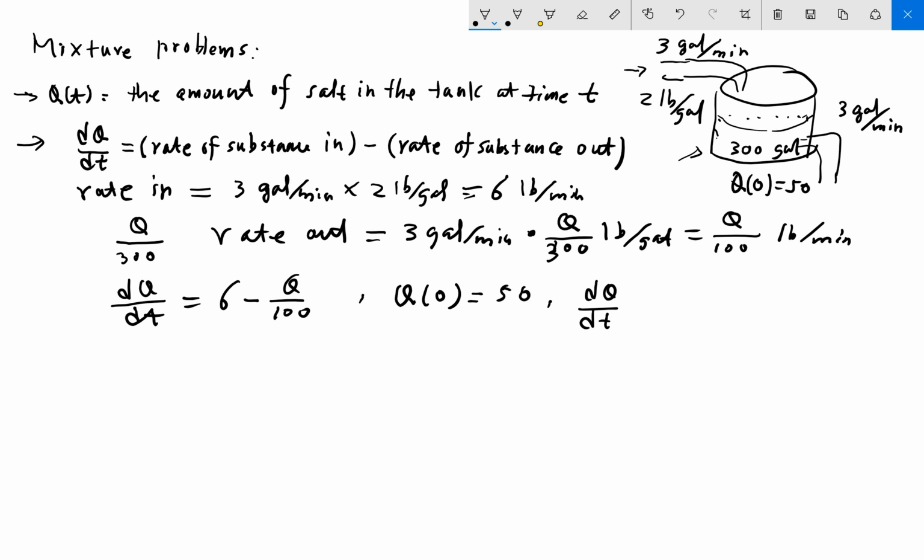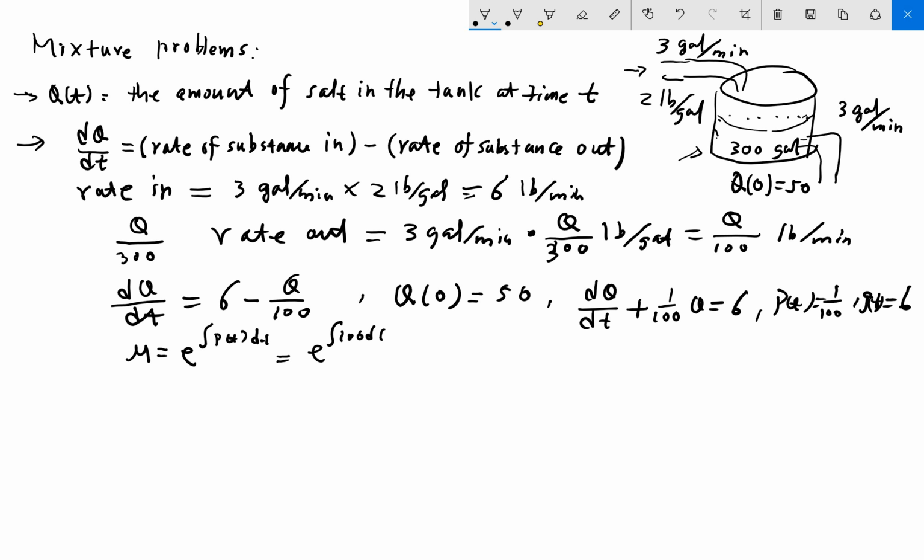You can write it this way: dQ/dt plus 1/100 Q equals 6, with p(t) equal to 1/100 and g(t) equal to 6. Now we can use our formula to solve this linear equation. Our mu here, remember, is e to the integral of p(t) dt. So for this case, it is e to the integral of 1/100 dt.